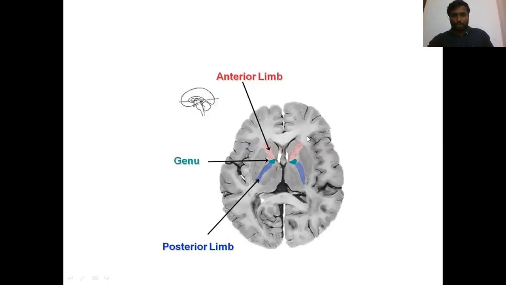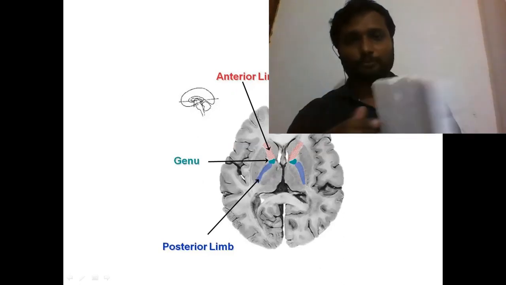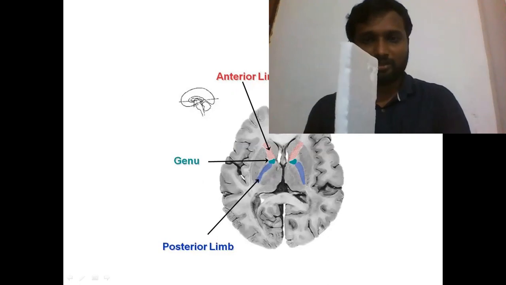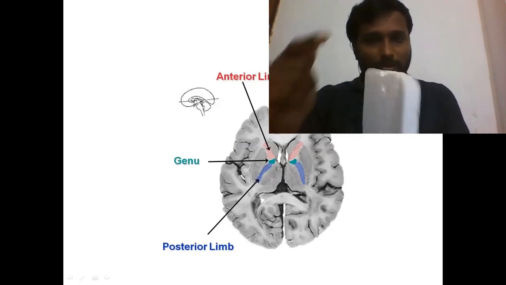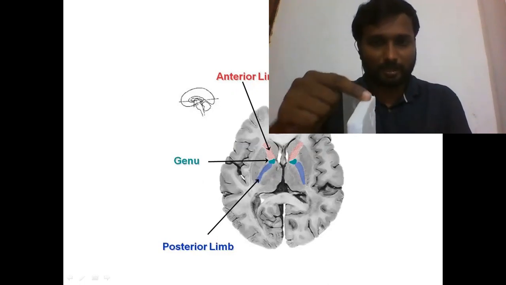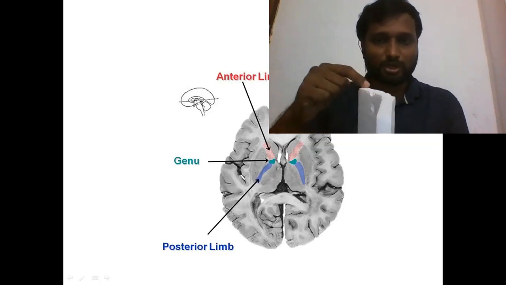See, this is what the transverse section means. This is a transverse section. So it has one anterior limb, then one bend known as the genu, then the posterior limb. See the video again. Imagine this is my internal capsule of the right hemisphere. This is the anterior limb, then this bend is known as the genu, then the posterior limb.